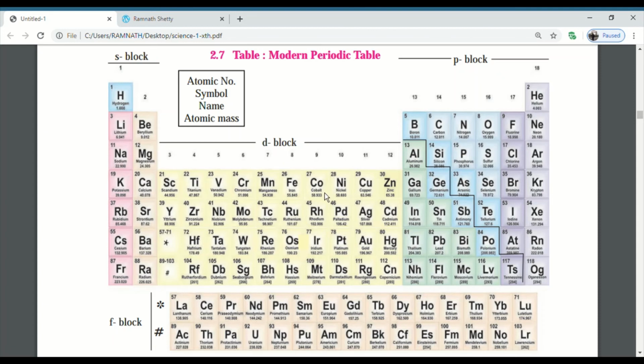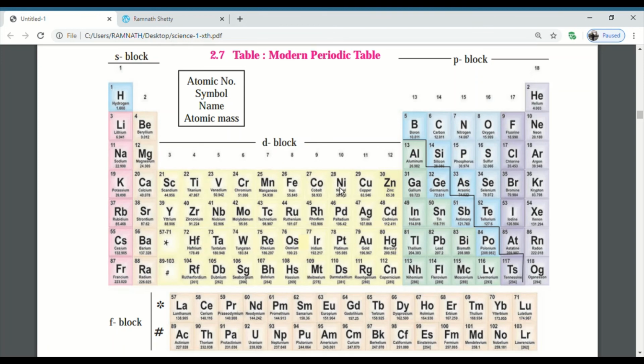Even in the modern periodic table, cobalt is placed before nickel, but we are not bothered about that. Why? Because we are not bothered about the atomic mass. We take into consideration the atomic number. What is the atomic number of cobalt? You can see here the atomic number of cobalt is 27 and that of nickel is 28. So when you consider the atomic number, cobalt comes before nickel, that is 27 comes before 28, and so even this problem is solved.